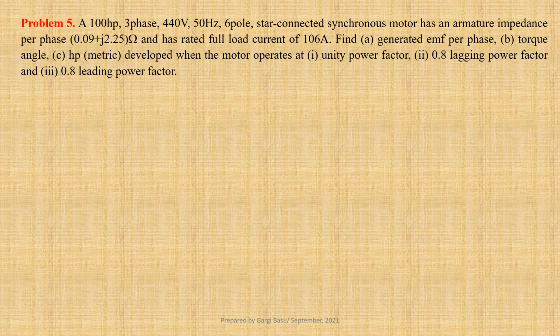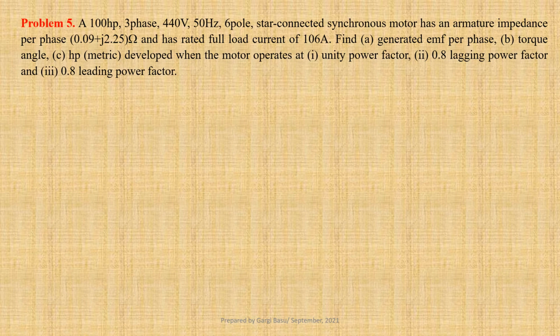A 100 HP 3-phase 440 volt 50 Hz 6-pole star connected synchronous motor has an armature impedance per phase 0.09 plus j2.25 ohm and has rated full load current of 106 ampere. We have to determine generated EMF per phase, torque angle, HP developed when the motor operates at unity power factor, 0.8 lagging power factor and 0.8 leading power factor.